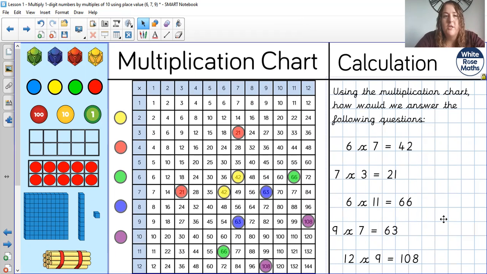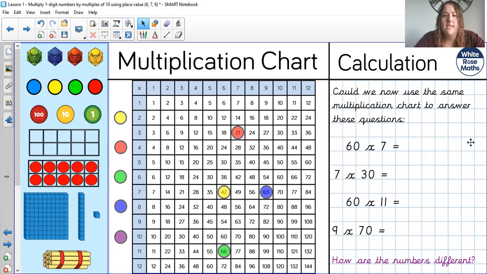Simple enough, and we're able to use our knowledge of the times tables anyway, or the grid if we need to. But could we now use the same answers and the same multiplication chart to answer these questions? So I've now got 60 times 7, 7 times 30, 60 times 11, or 9 times 70, and I've left some of the dots on there for us. How are these numbers different?